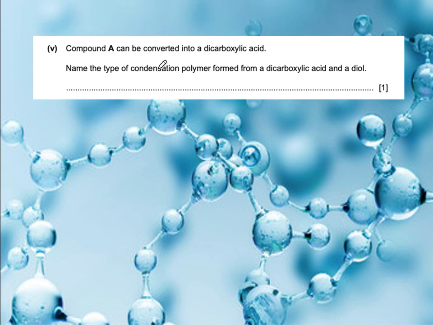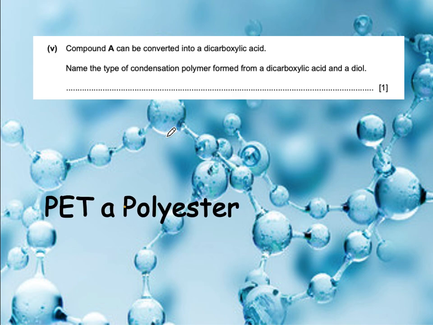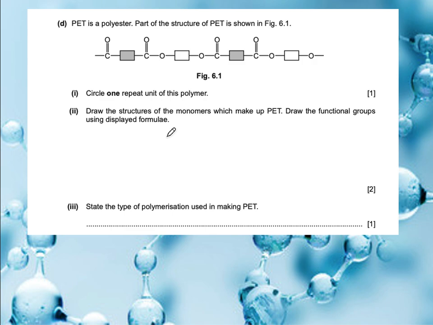Compound A can be converted into a dicarboxylic acid. Name the type of condensation polymer formed from a dicarboxylic acid and a diol. So what we have here is PET, a polyester. This is one of the questions which came in exam 2023. Then we have another question. Circle 1 repeat unit of this polymer. So we're going to see what the repeated unit is here.